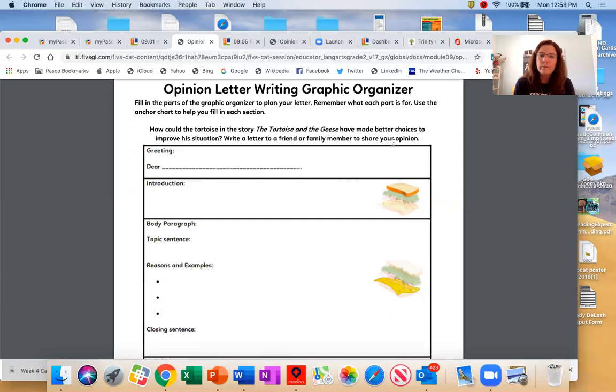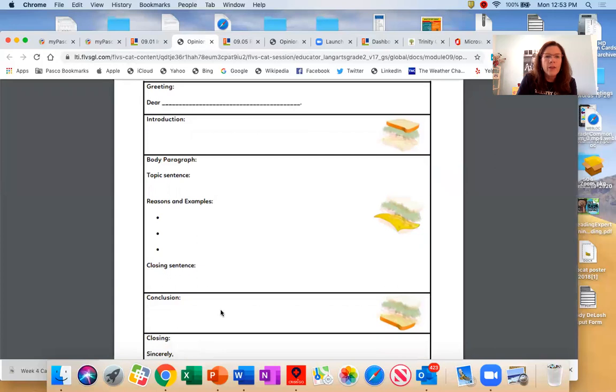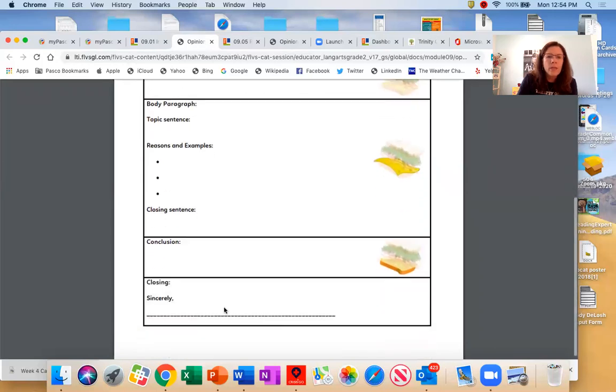So you have to tell me, like, what's your opinion? How could he have made a better choice? What could he have done to make better choices? So give me some examples of things that he could have done to make a better choice, rather than letting go because he wanted to fuss at the people below. And then you're writing that closing sentence. And then you have your conclusion, and then you have your closing. Sincerely, and then that's where your name would go.